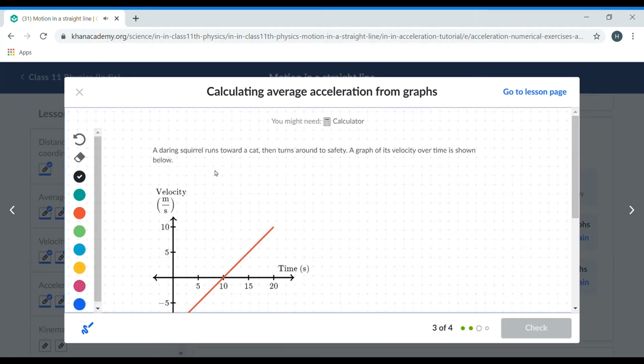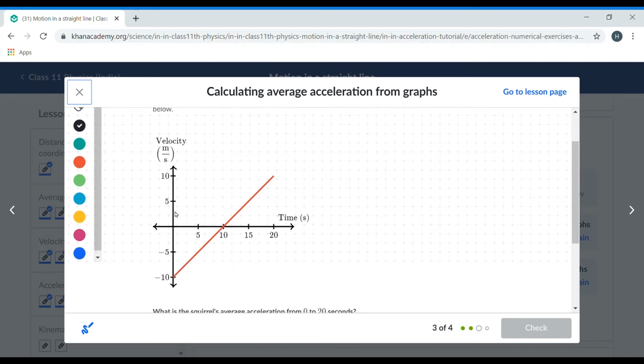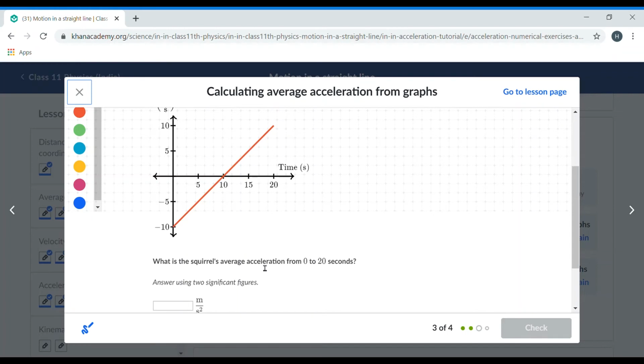Correct. A daring squirrel runs toward a cat, then turns around to safety. A graph of its velocity over time is shown below. What is the squirrel's average acceleration from 0 to 20 seconds?